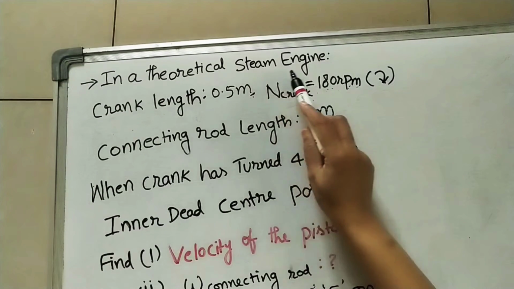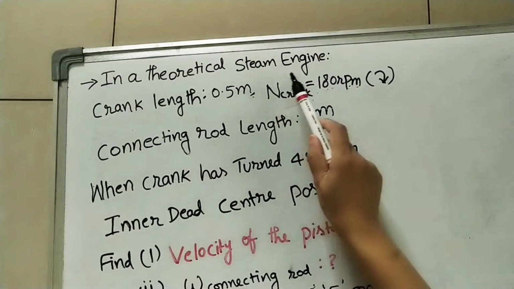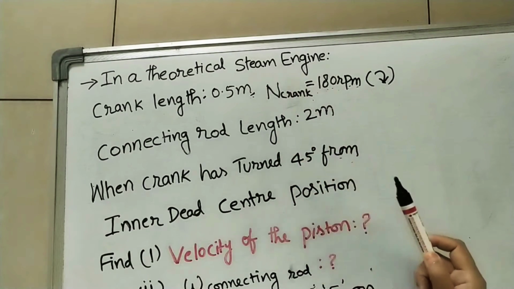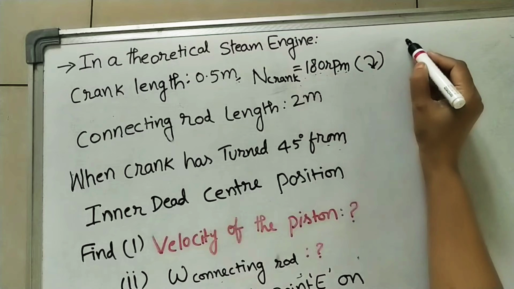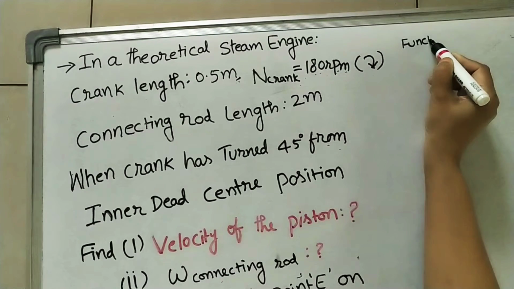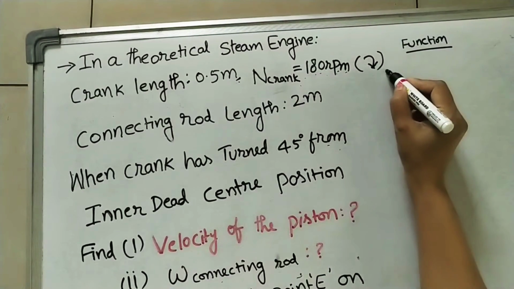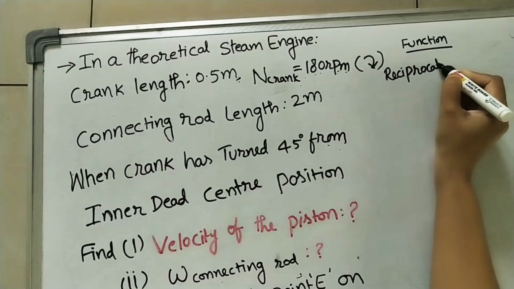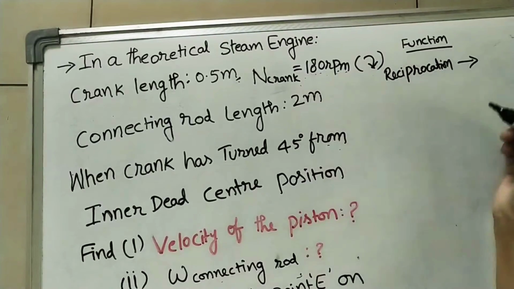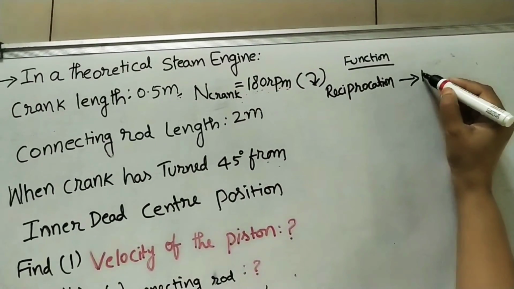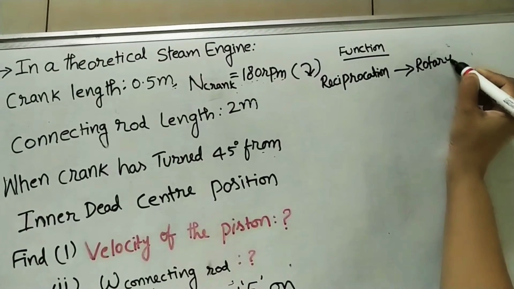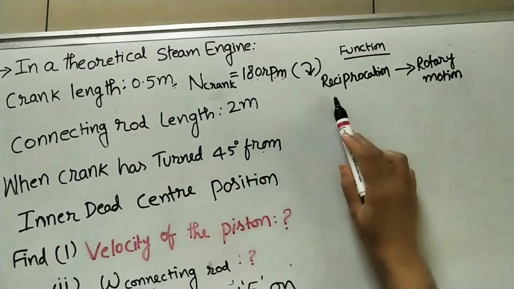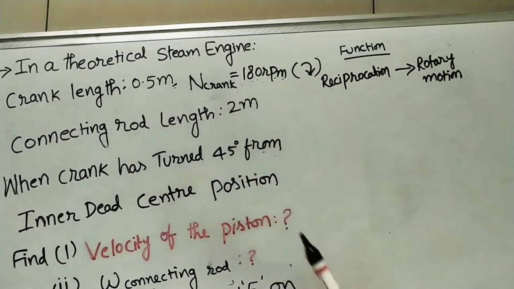First, what is the function of the steam engine? As we know, we use steam engines for running the train. Here we are using steam as a fuel for this engine. So the function of the engine is that reciprocating motion is converted into rotary motion. This function is taking place inside the engine.